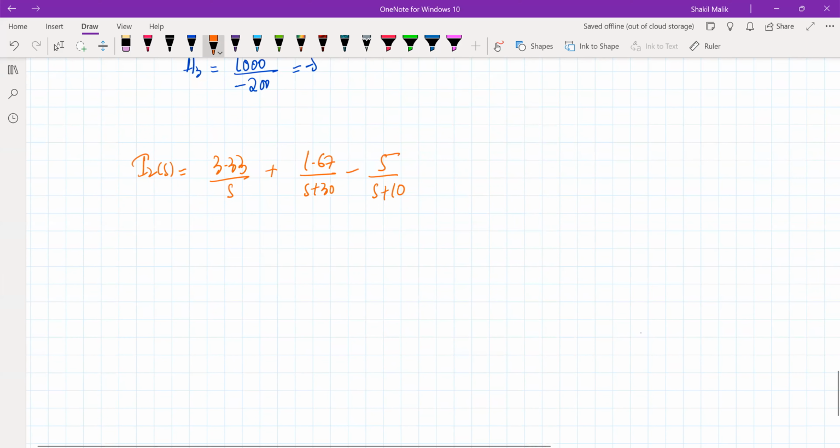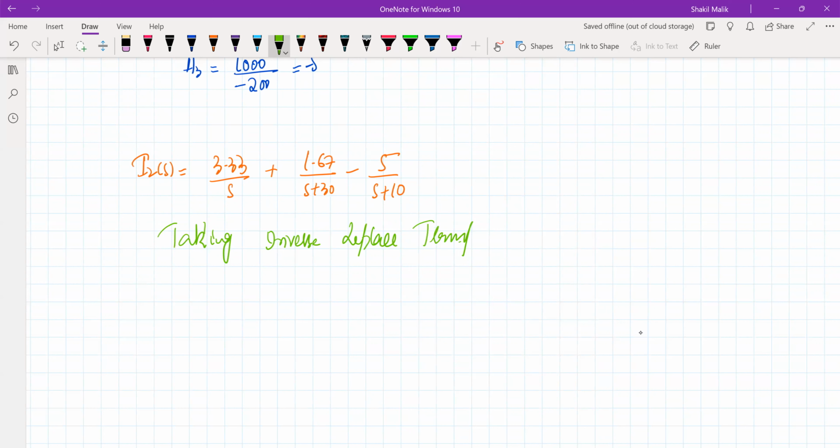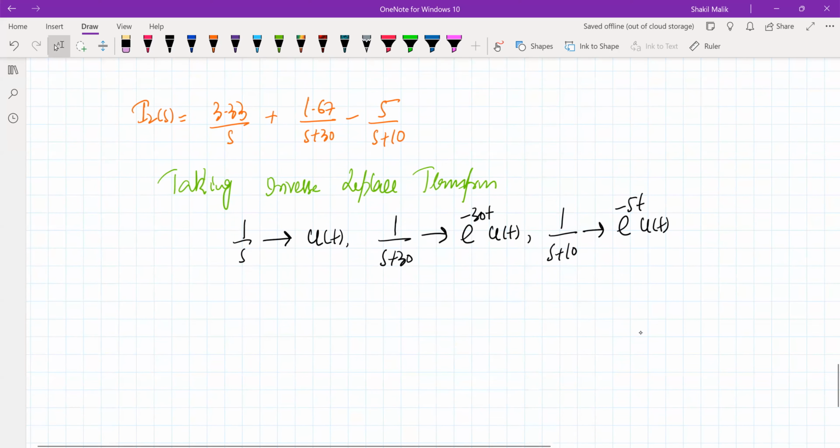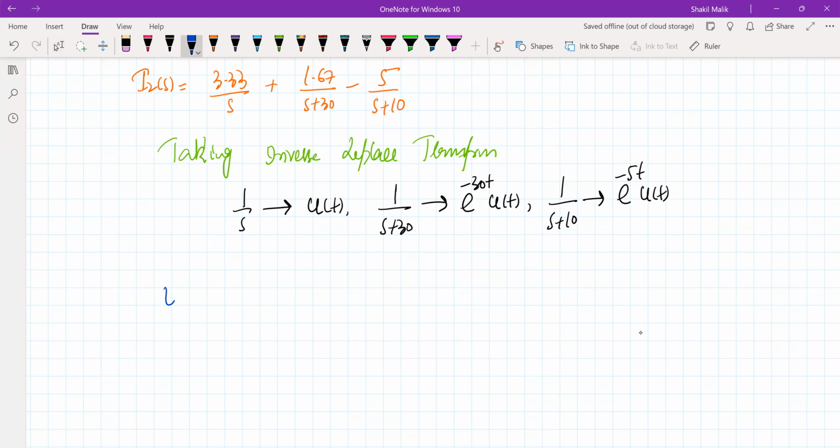Now taking the inverse Laplace transform is very easy. We know the inverse Laplace transform of 1 by S is simply u of t. Inverse Laplace transform of 1 by S plus 30 is simply e to the power of minus 30t u of t, and inverse Laplace transform of 1 by S plus 10 is simply e to the power of minus 10t u of t. All right. So taking the inverse Laplace transform, we'll get I2 of t.